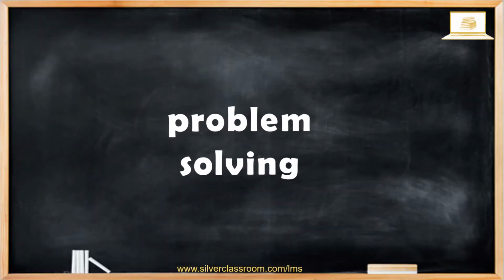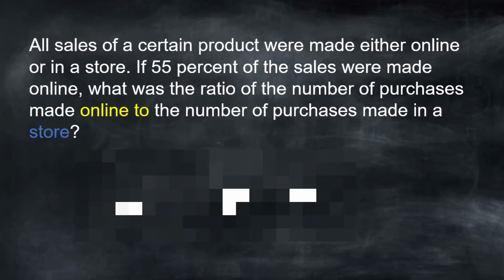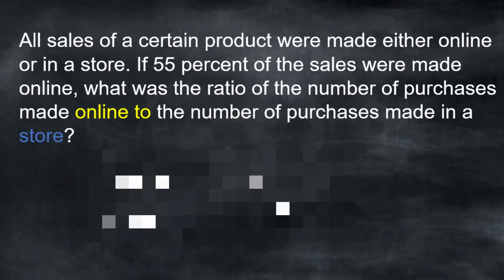Regarding the ratio and the proportion, every now and then we may find a problem like this. All sales of a certain product were made either online or in the store. If 55% of the sales were made online, what was the ratio of the number of purchases made online to the number of purchases made in the store?